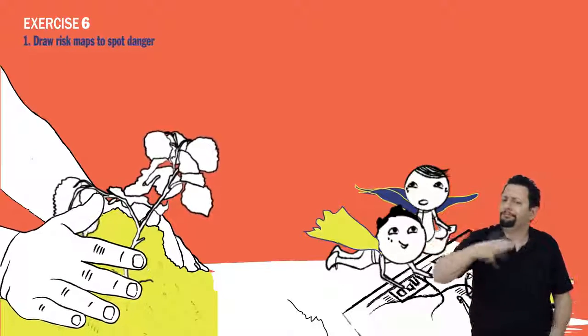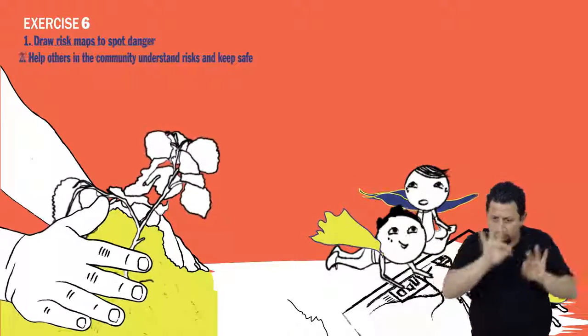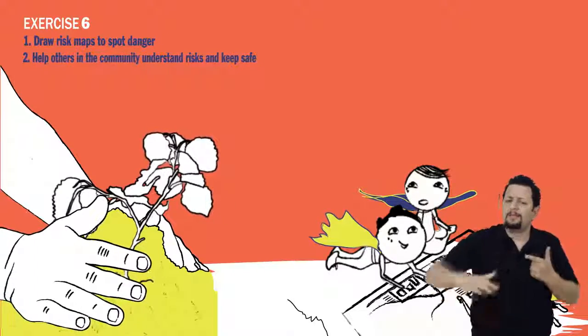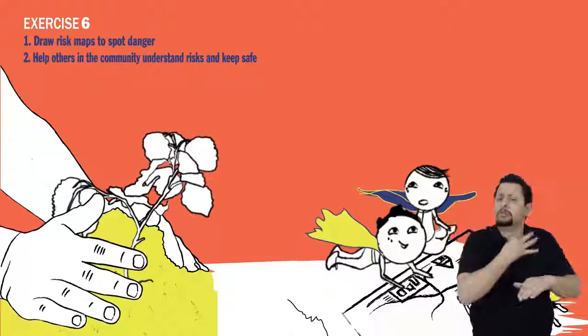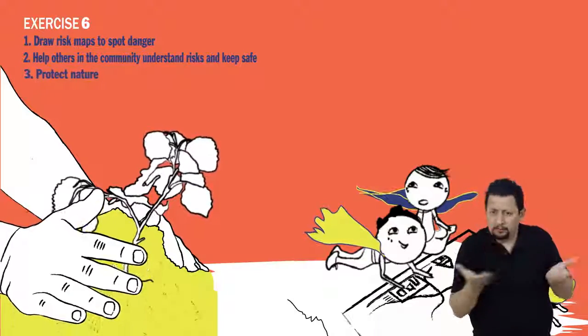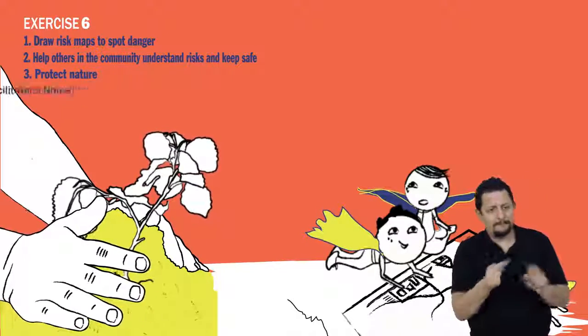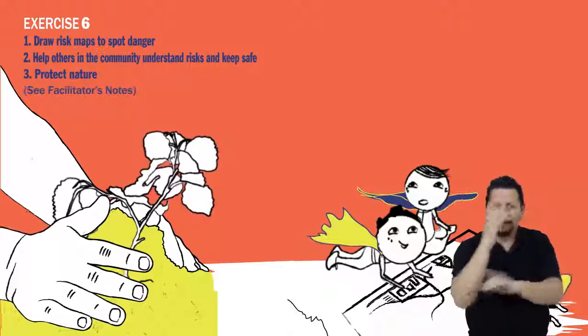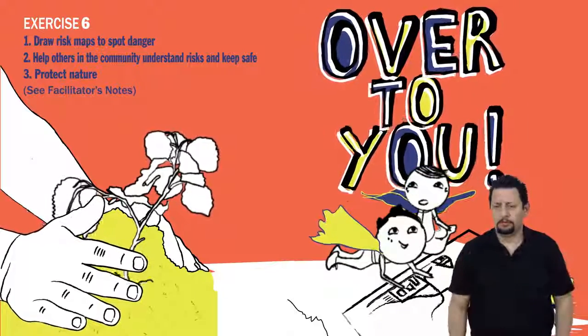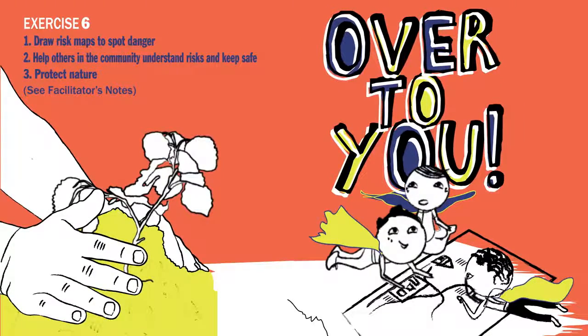Exercise 6. 1. Draw risk maps to spot danger. 2. Help others in the community understand risks and keep safe. 3. Protect nature. See facilitator's notes. Over to you. On the left corner of the image, the red sentences. Below them, a hand planting a sapling. On the right, kids painting on the ground.